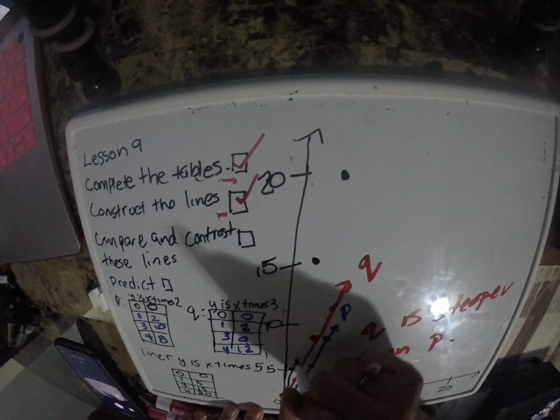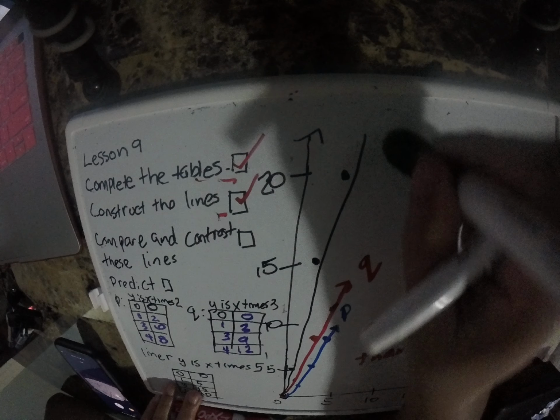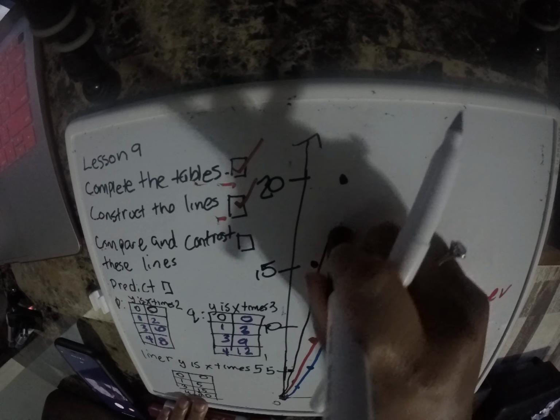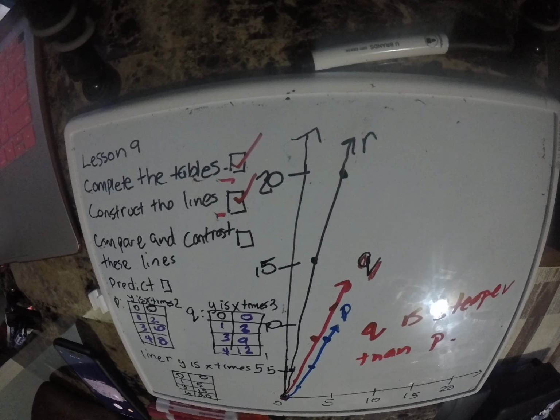And there you have it. Not a perfect line. I'll just get an eraser. There you see that this line R is in fact steeper than line Q and line P.